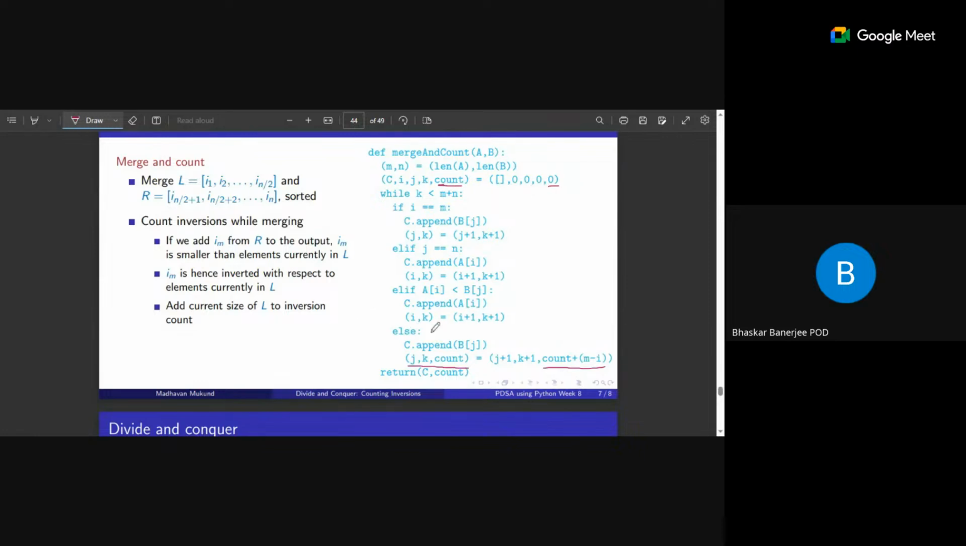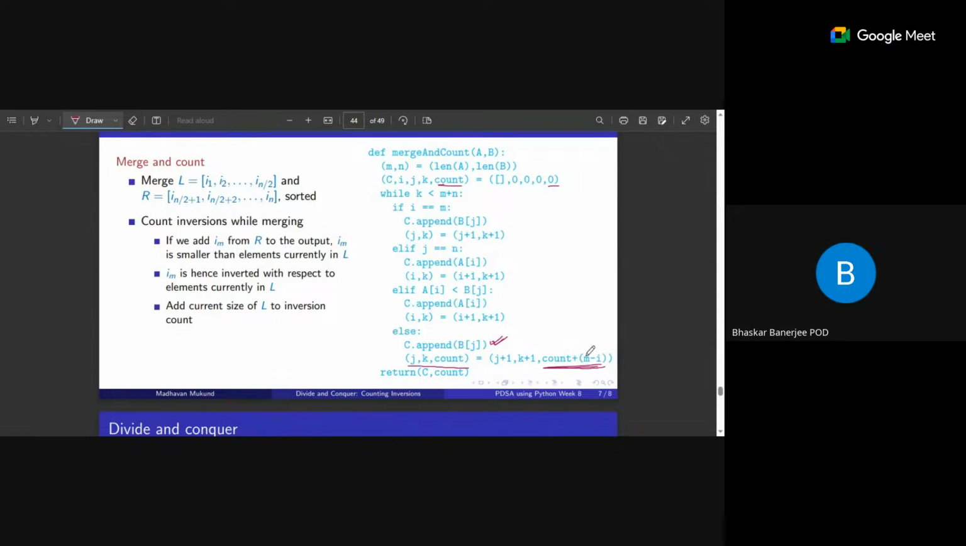As you can see, when we are doing C.append(b[j]), A and B are the 2 subarrays. A is the left subarray, B is the right subarray. Whenever I am taking an element from the B subarray, that is the right subarray, in that particular scenario only, count would be increased.